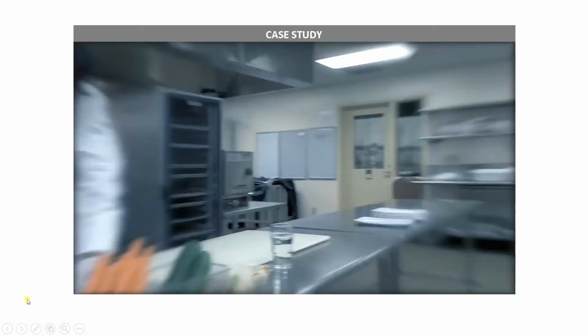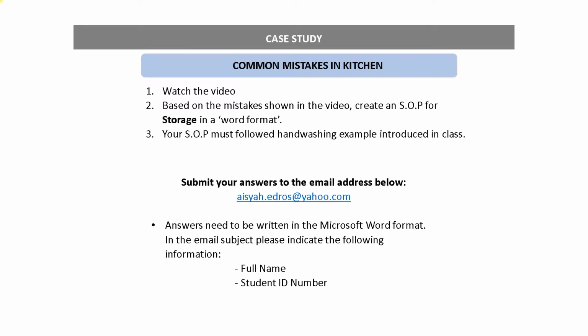Now, let's look at what you need to do based on the video. You can watch the video one more time or as many times as you want. And you need to study the different mistakes shown in the video. In the video, they're showing you different mistakes and all the mistakes are related to storage, to food storage. So what we want you to do is create an SOP for food storage in a Word format, and you should follow the example of the hand washing SOP.